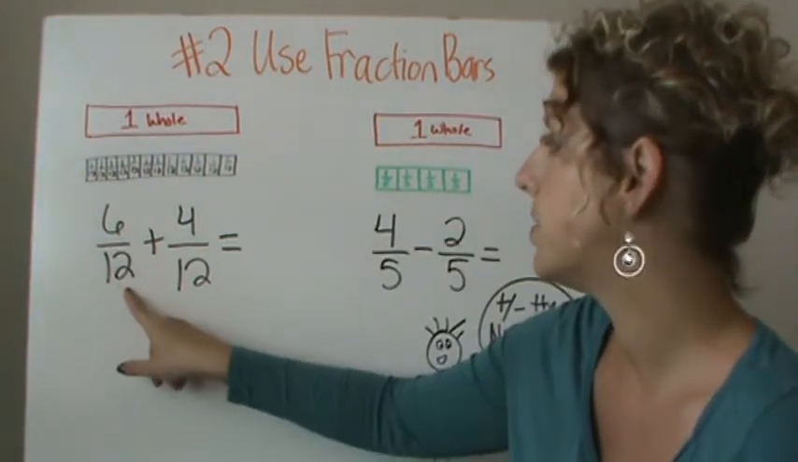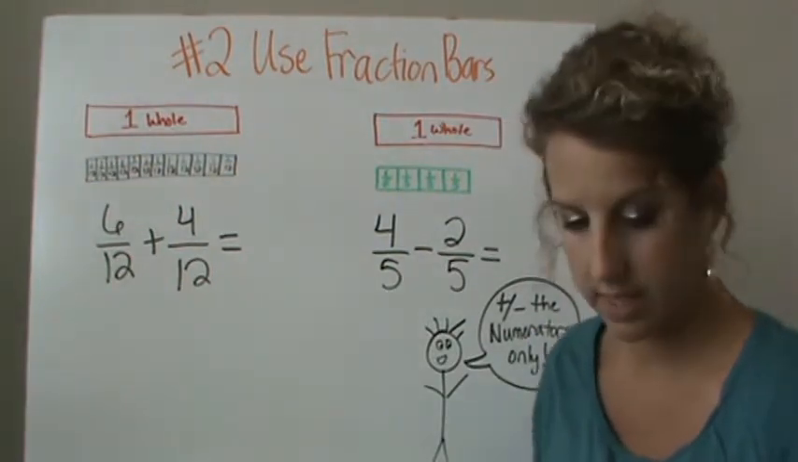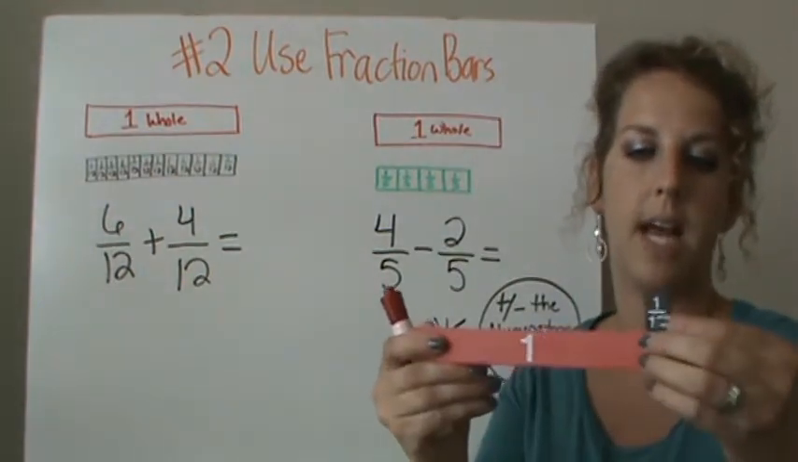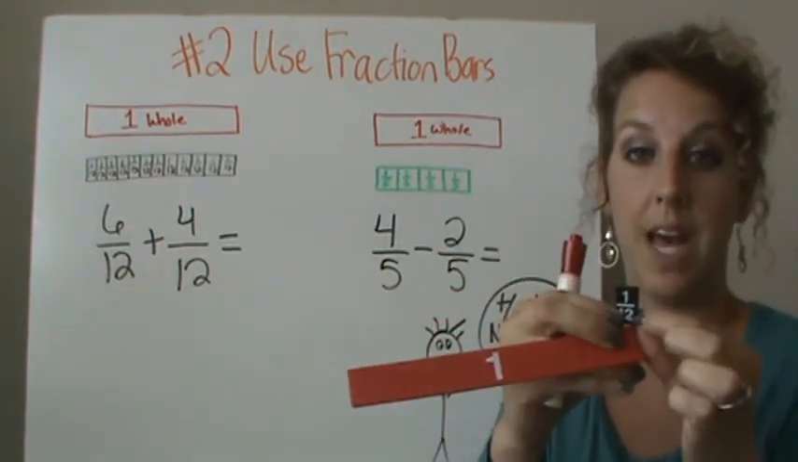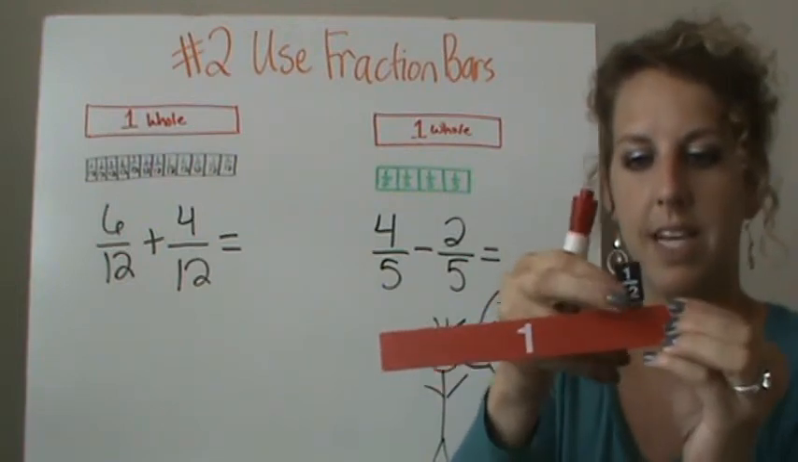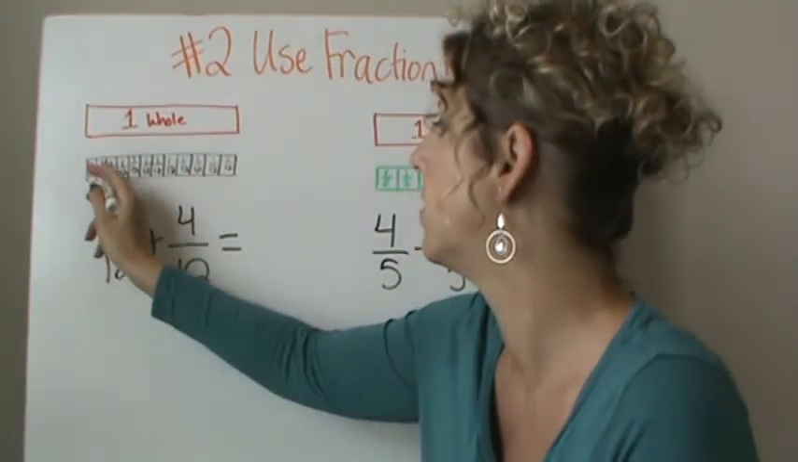So if I have 6/12 plus 4/12. So over here I'm going to color in 6/12. And I could get out all my 12ths. They're very tiny because the bigger the denominator, the smaller the fraction. So I have 6/12. So let me color in 6.